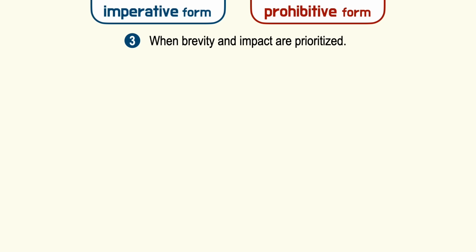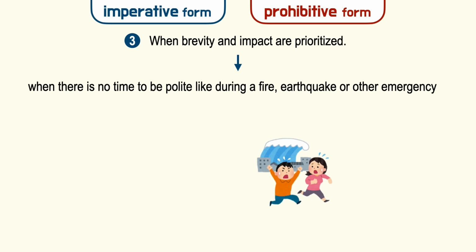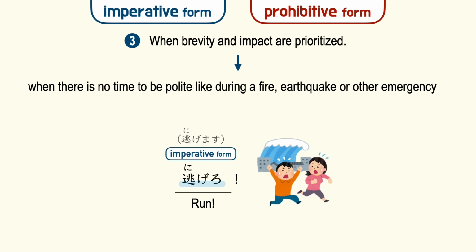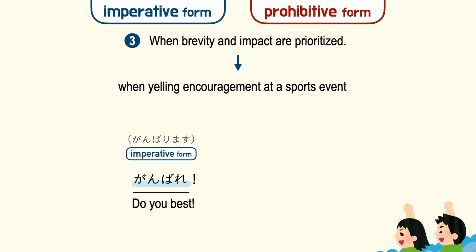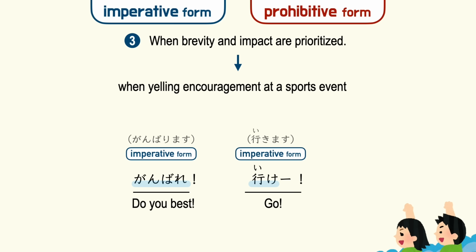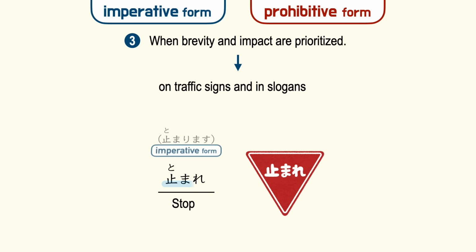Number 3, when brevity and impact are prioritized. For example, when there is no time to be polite, like during a fire, earthquake, or other emergency. Like, 逃げろ! Run! 逃げろ! When yelling encouragement at a sports event. 頑張れ! Do your best! 行け! Go! Go, go, go! On traffic signs and in slogans. 止まれ, stop.